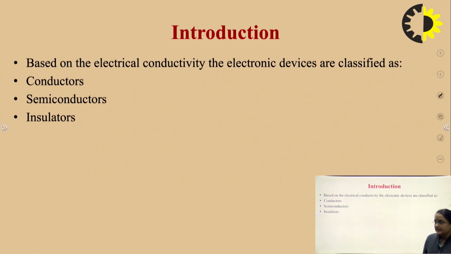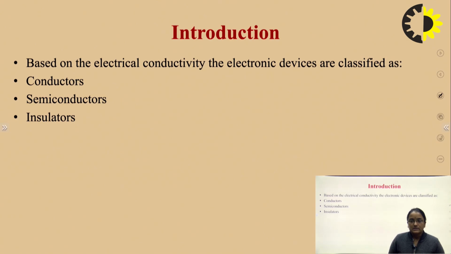Now, the second classification of electronic devices is based on electrical conductivity. Based on this property, they are classified as conductors, semiconductors and insulators. So, what are conductors? Conductors are those which have very high conductivity, and the energy band gap in the case of conductors is almost zero.